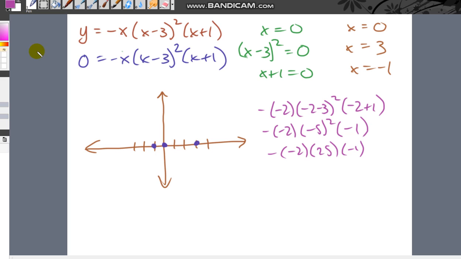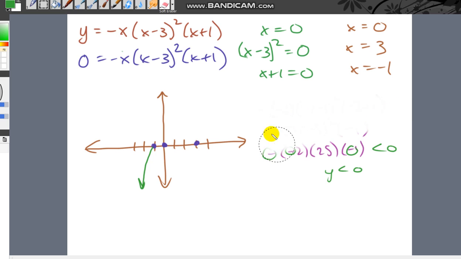As you can see here, we have three negatives. Three negatives here, so this is less than 0. Since y is less than 0 for x equals -2, that means y is going to be below the x-axis. So it's going to come down, and it's going to be maybe somewhere there. So that's what it's going to start off as.